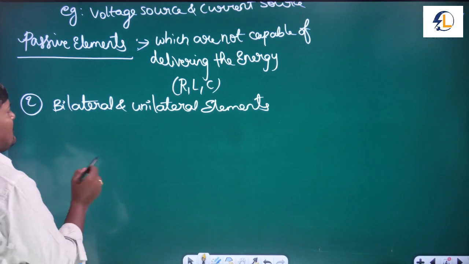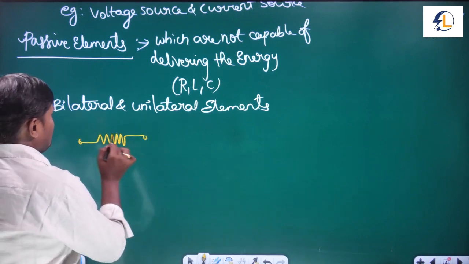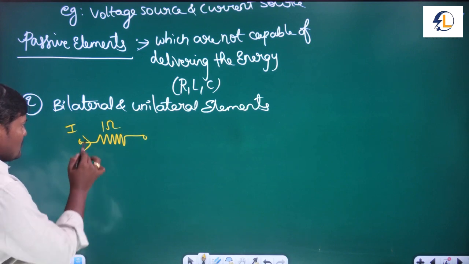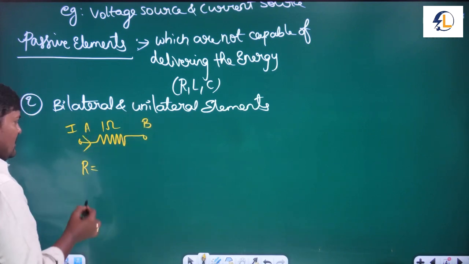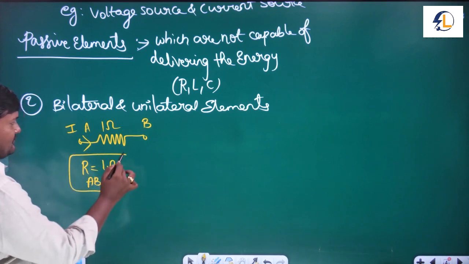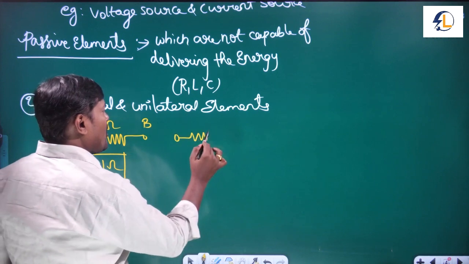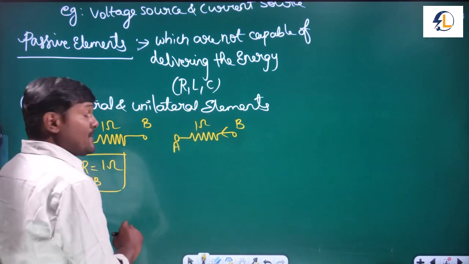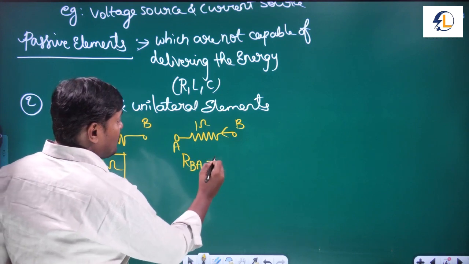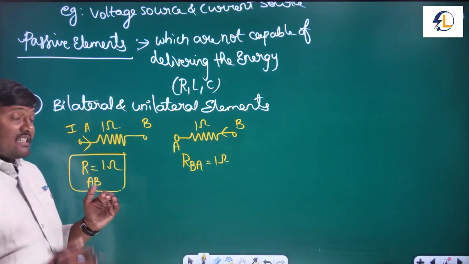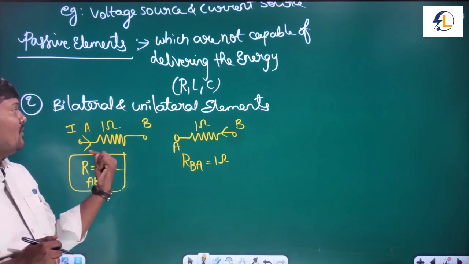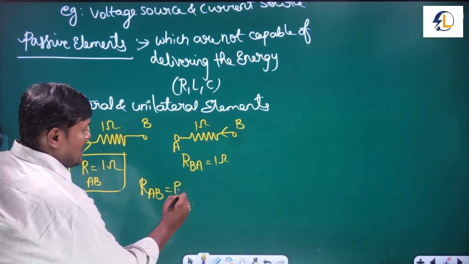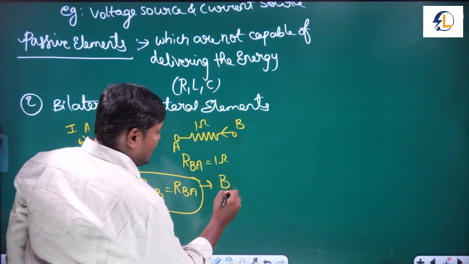Bilateral elements means, if I am taking a resistor whose value is 1 ohm, and I am sending the current in this direction, now what is the resistance value? Let us say the first terminal is A and the second terminal is B, so RAB is equal to 1 ohm. Suppose I am sending the current in the opposite direction from B to A, is there any change in the resistance value? There is no change. Then RBA is also 1 ohm. The resistance offered by the element is the same even for different directions of current, and that is called a bilateral element. When RAB is equal to RBA, we can call it a bilateral element.